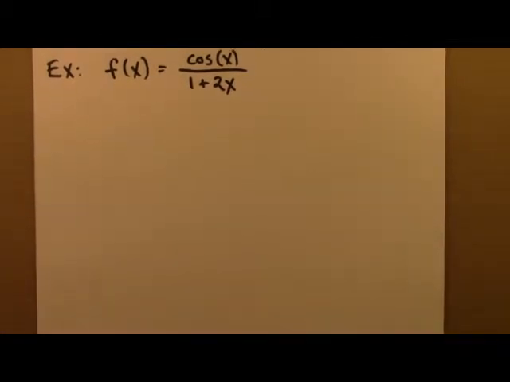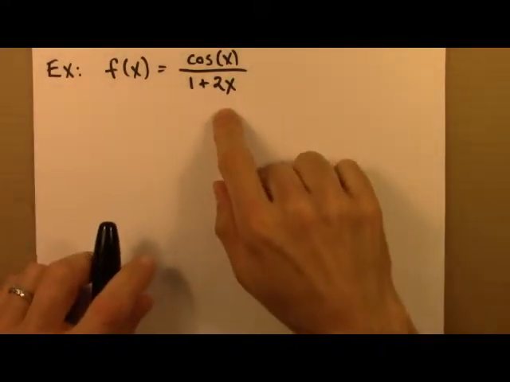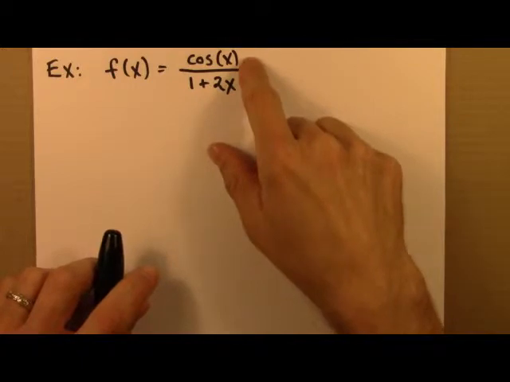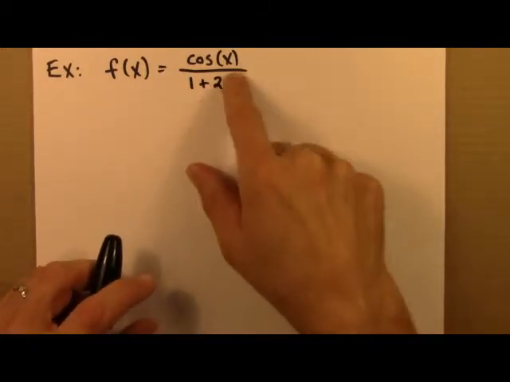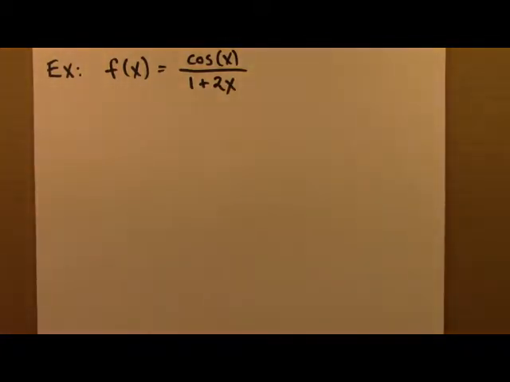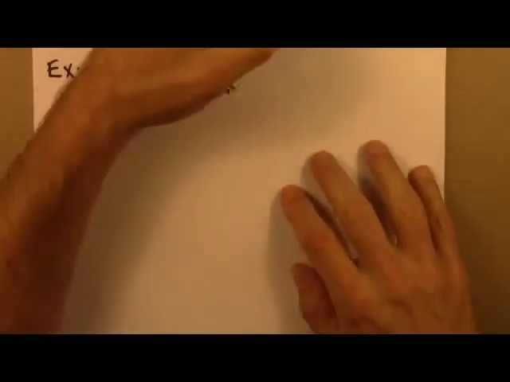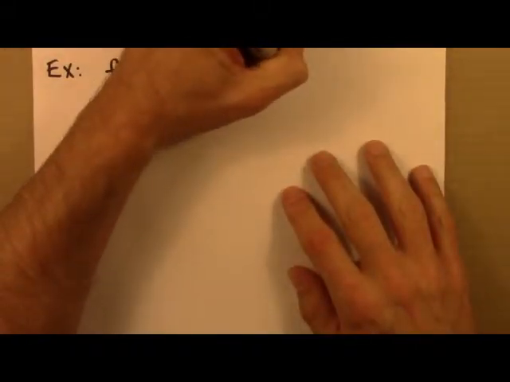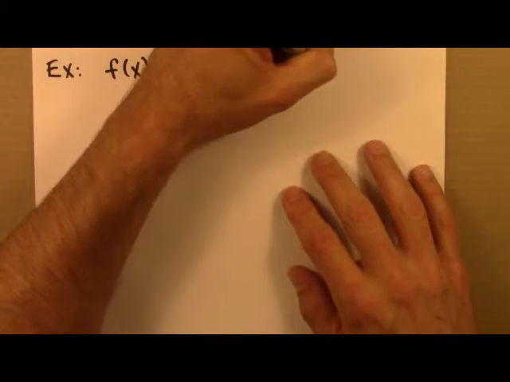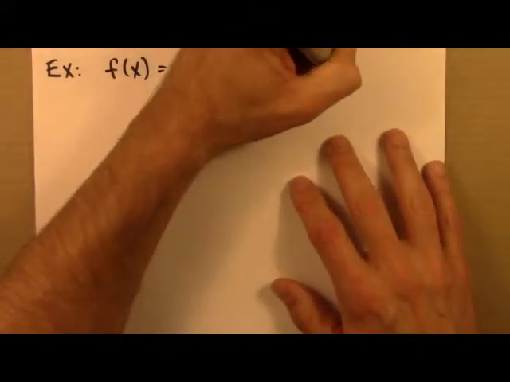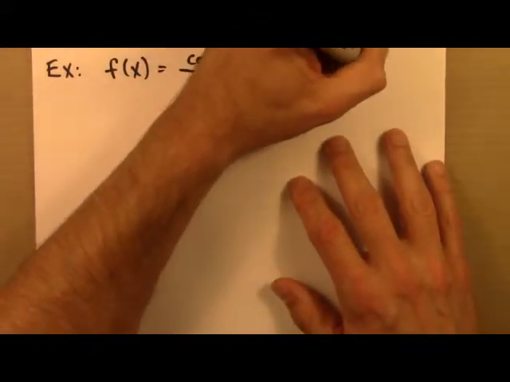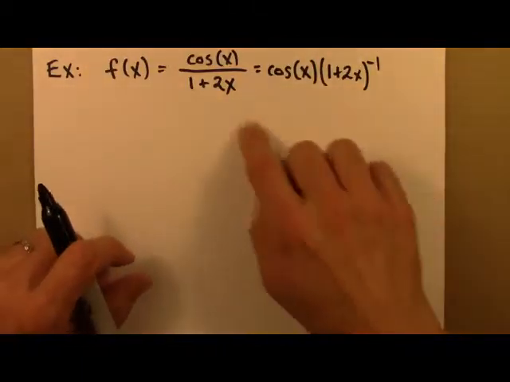Let's do another example. This time the function is cosine x over 1 plus 2x. So this situation is not a product, but a quotient, but we can turn it into a product by rewriting this as follows. This is cosine x times 1 plus 2x to the minus 1.